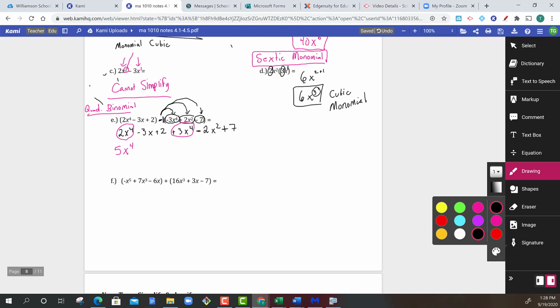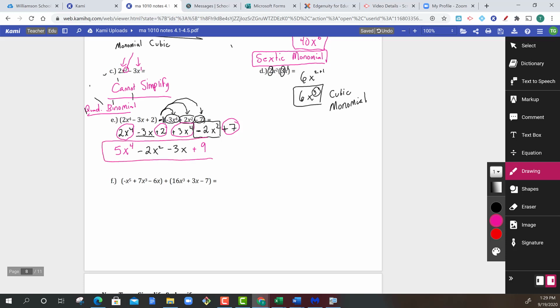The next biggest exponent I see in this problem is a negative 2x squared. I don't see any other x squareds in this problem. So that means there's not a like term with negative 2x squared. So I'm going to bring it down. Same thing with negative 3x. There are no like terms with negative 3x. It's got to be the exact same variable and exponent. And then positive 2 and positive 7 add up together to give you 9. And that is a quartic. Biggest exponent is 4. And there are 4 terms, so it's a polynomial of 4 terms.